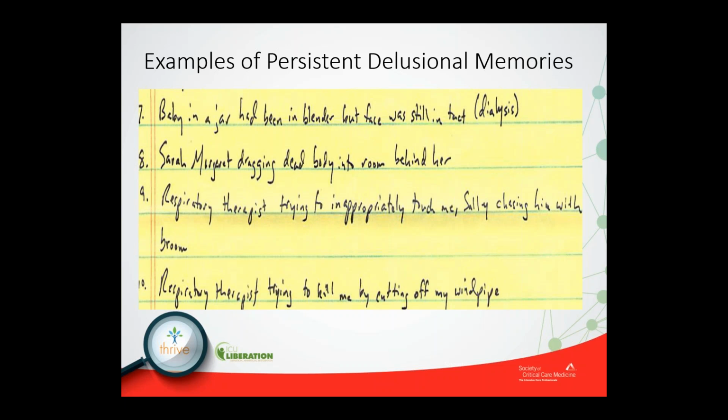He had scribbled these, 50 some odd of them, on a legal pad. He had sent the legal pad to us at the Vanderbilt ICU Delirium Group. That is a copy of the legal pad, and I'll include a few memories here for you to look at. A baby in a jar that had been in a blender but was still intact. Face was still intact. Sarah Margaret dragging the dead baby in the room behind her. The respiratory therapist trying to inappropriately touch me. The respiratory therapist trying to kill me by cutting off my windpipe.